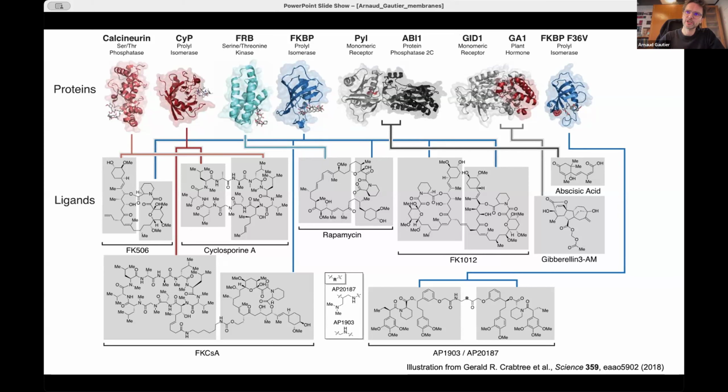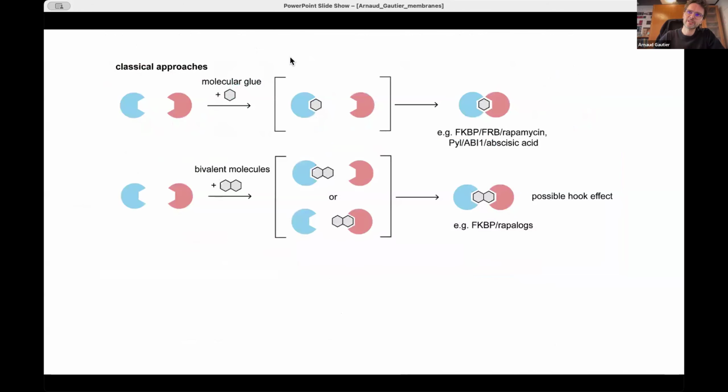But just as a summary, there are two categories of systems that use, like in the case of the rapamycin system, small molecules that act as molecular glue that will really just allow, that will bind one of the two protein domain and allow the interaction with the second one. And the second strategy is just to use bivalent molecules that are composed of two parts that bind respectively to the two dimerization domains, allowing to induce the dimerization. This approach is interesting because you can sort of use non-natural molecule to induce dimerization.